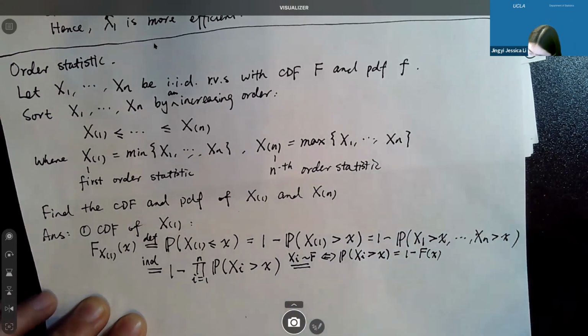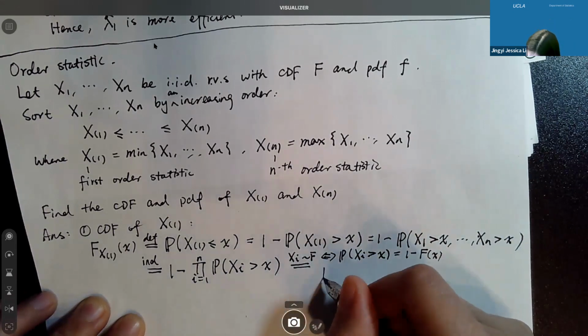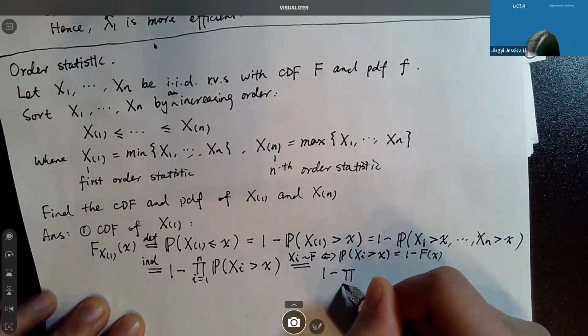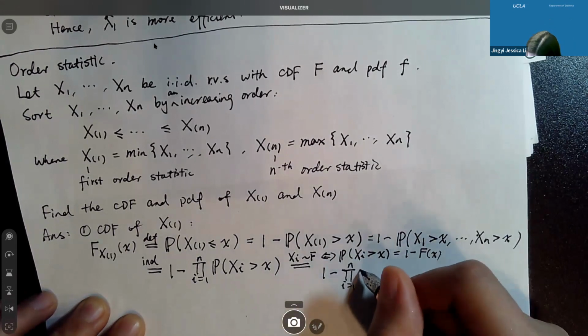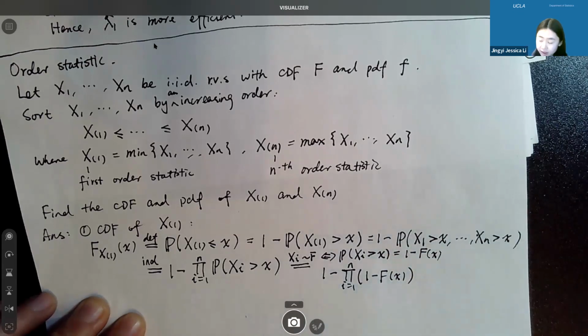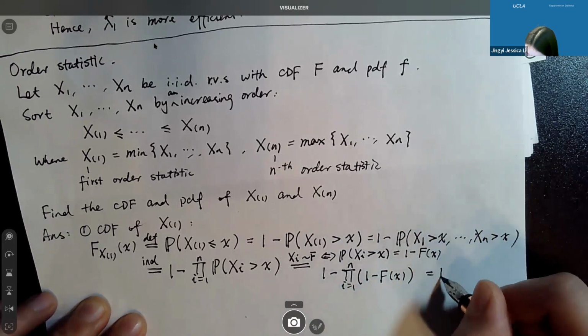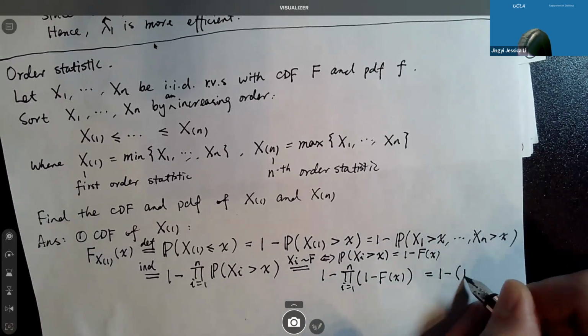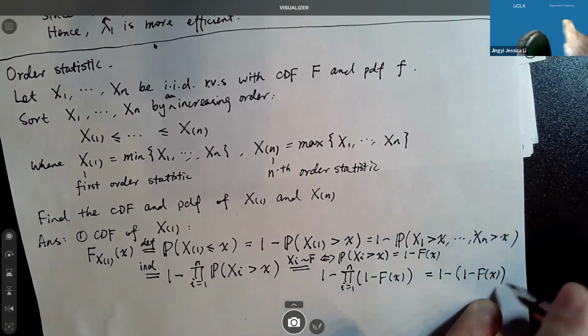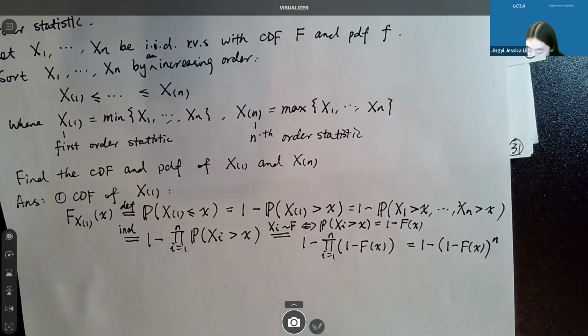And then with this relationship, we can go one more step. This is equal to 1 minus the product, i from 1 to n, of 1 minus F(x), okay? And because you see in the product, it's basically the same thing multiplied n times, this is equal to 1 minus (1 minus F(x)) raised to the power n. So we obtained the CDF of the minimum.